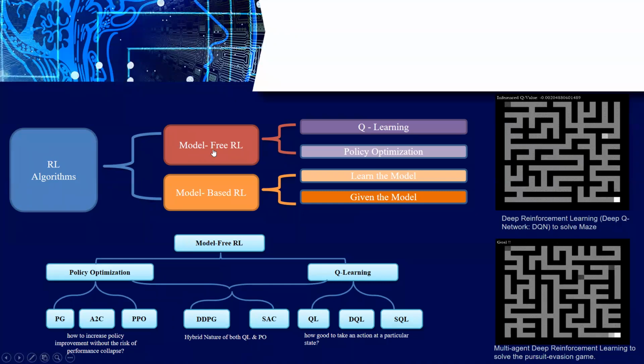Before going to the next step, if we have an estimate of the future reward, then we call it model-based. If you don't have any estimation of the future reward, then we call the algorithm a model-free reinforcement learning algorithm. Okay, in model-free, we have Q learning and policy optimization as major categories, and in model-based, we have learn the model and given the model.